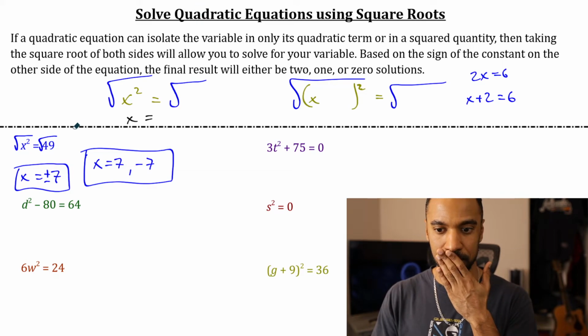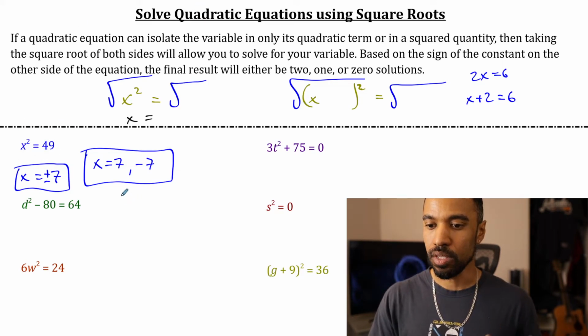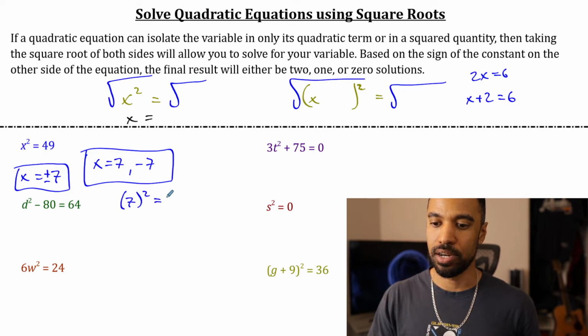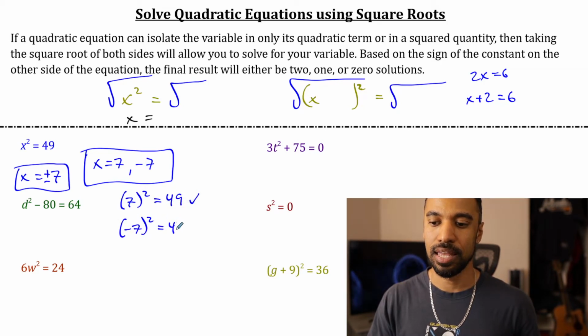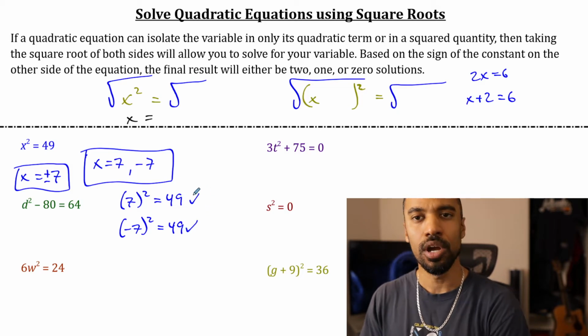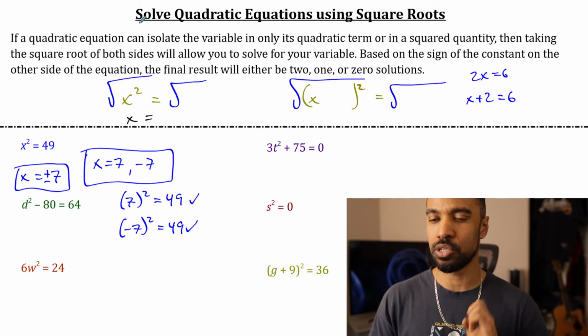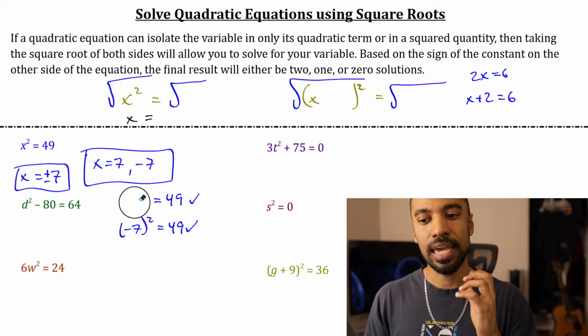Let's double check that. Let me get rid of the square root there. Plug in 7. 7 squared equals 49. That checks out. What's negative 7 quantity squared? That's also 49. That checks out. Remember, the negative value squared still gives you a positive result. So get used to this idea.